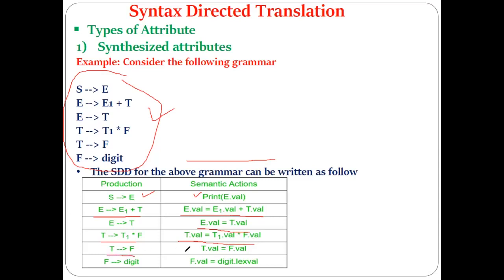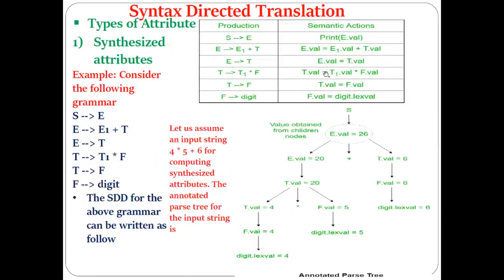For T derives F, T dot val equal to F dot val, and for the last production F derives digit, the semantic rule is F dot val equal to digit dot lexval. This means the value of this digit will be given by the lexical analyzer. The meaning of this action is that the value of this digit will be given by whom? The lexical analyzer. Now let's see the same thing here.